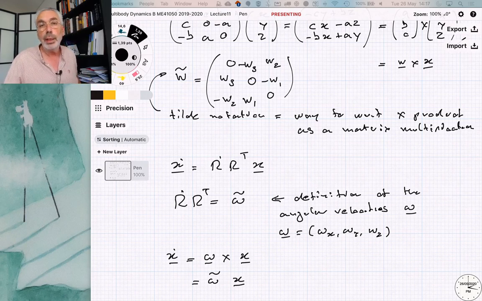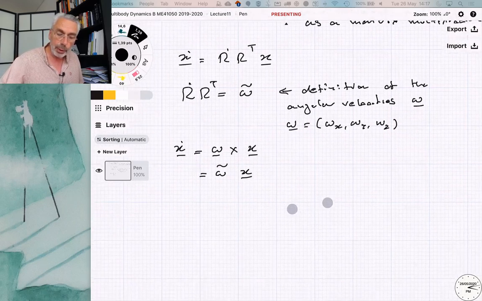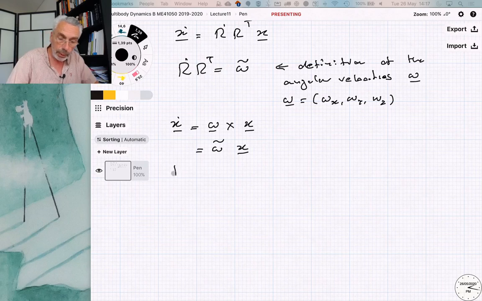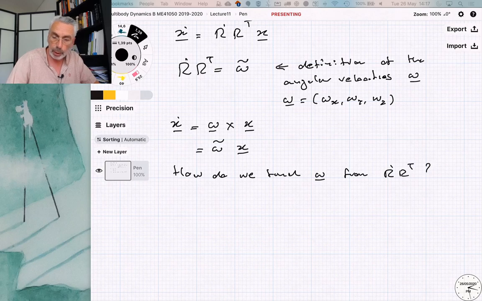Now that's all very nice. We know theoretically how that all goes. We know theoretically what R dot R transpose is, that it's a skew symmetric or asymmetric matrix, that it represents a cross product, and that angular velocity is defined by that. But how do we find omega? How do we find omega from this R dot R transpose? Because that is the basic thing that we have now.